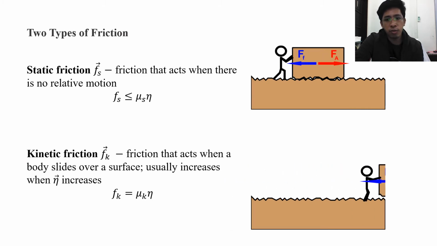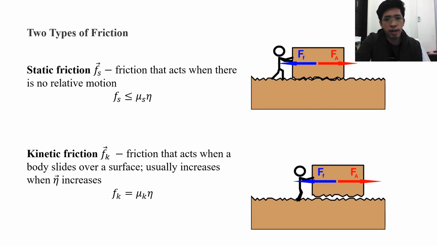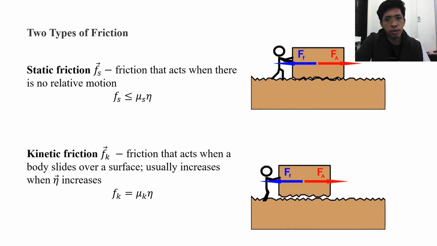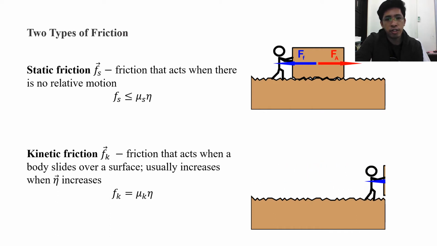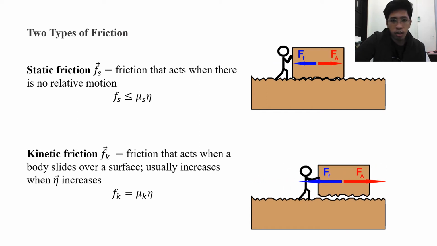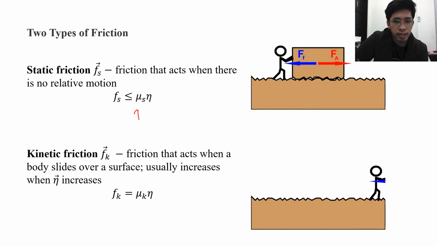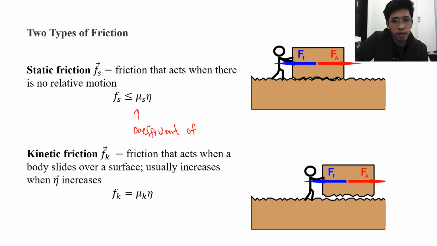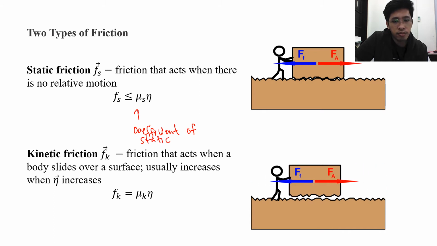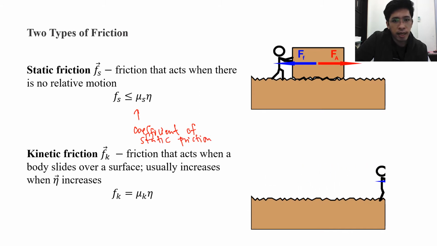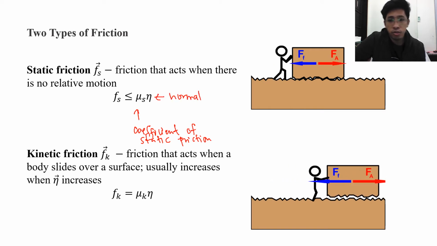This static friction, we usually give it the shorthand symbol vector Fs. This is the friction that acts when there is no relative motion. Your static friction Fs is less than or equal to mu s times your normal force. Here, mu s is the coefficient of static friction, and again, N is for your normal force.